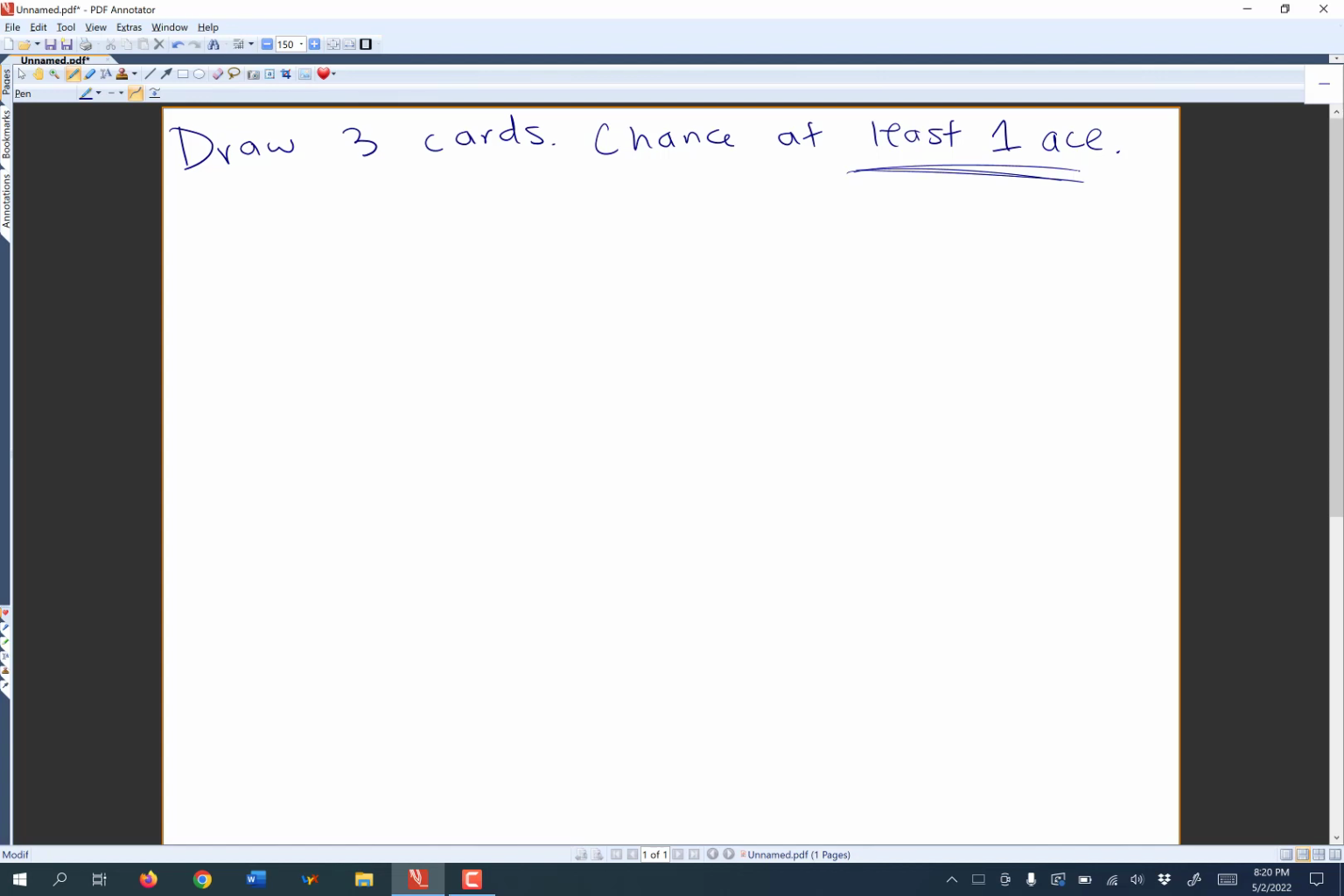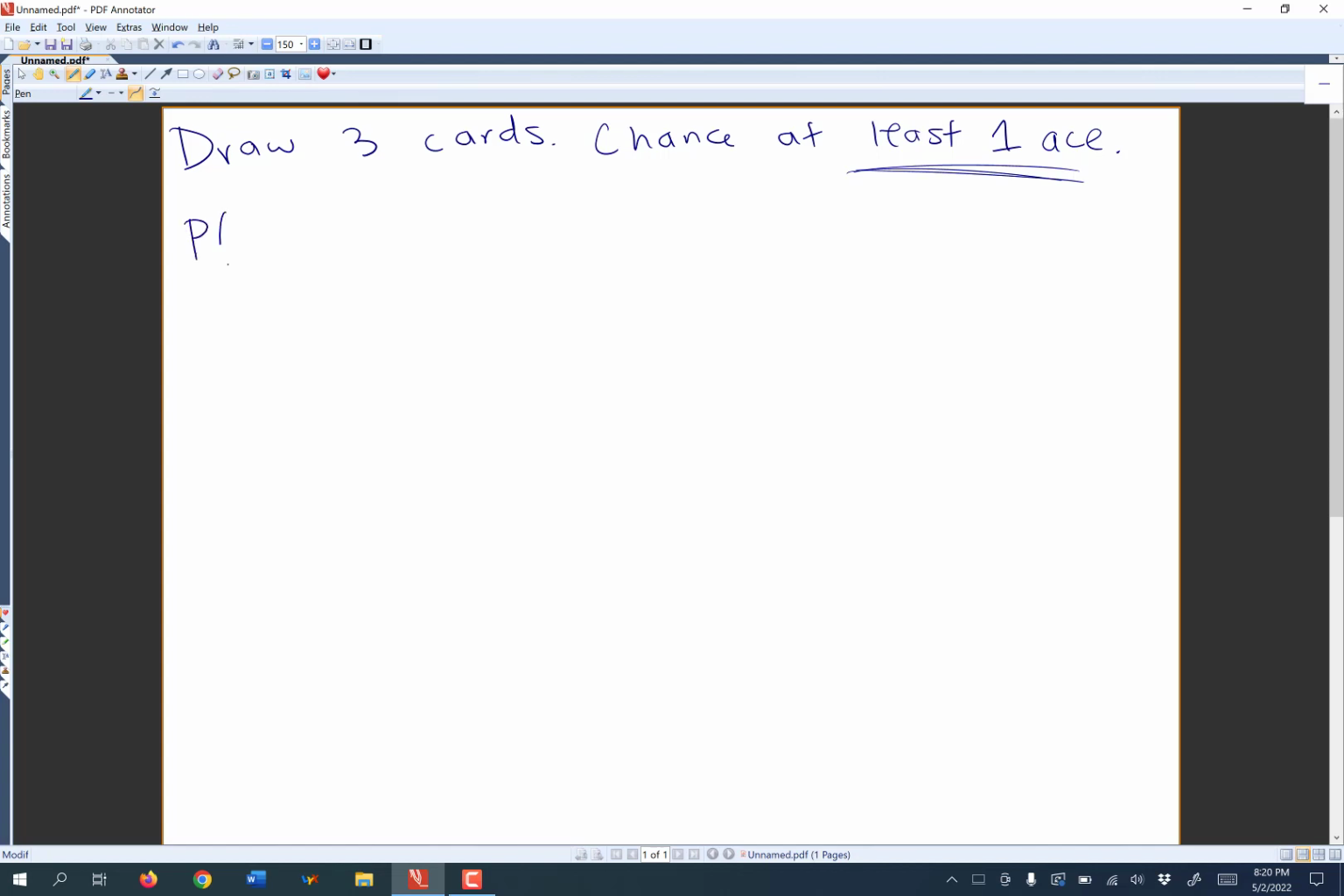Because you could go through and say, well, what's the chance that my first card is an ace, but my next card is not? Or my second card's an ace, but the first one's not, or maybe they're all aces, or the first 2 are aces, or the second 2 are aces. There are just so many possibilities of when you could have an ace. So what we're going to do is use the complement rule.